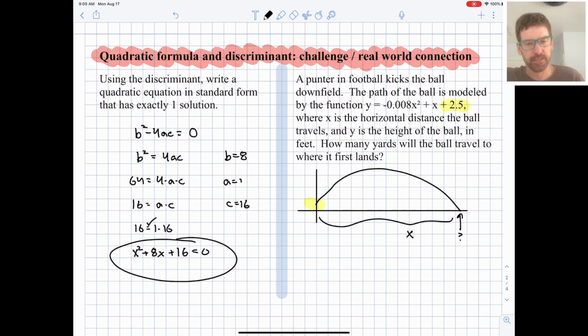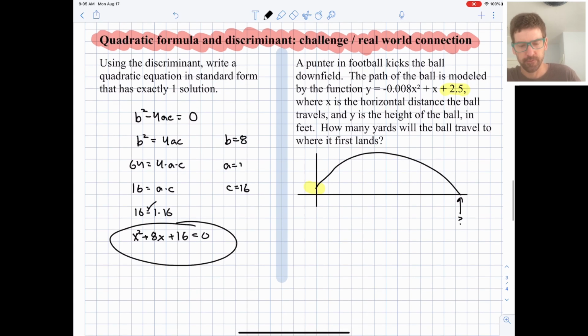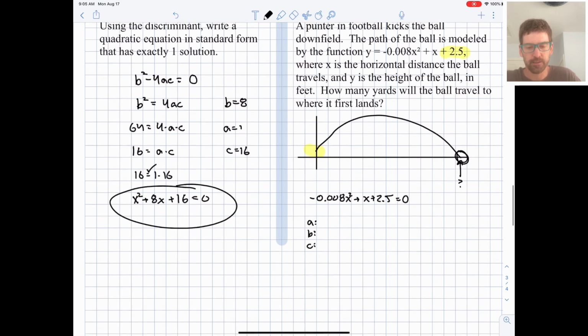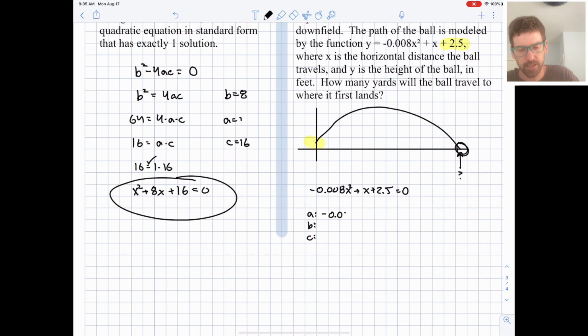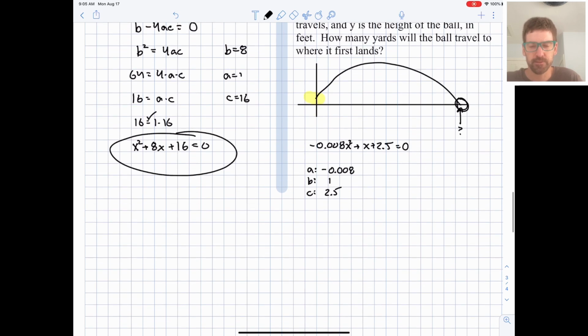So let's go ahead and set it up so we can write out the equation that we're working with: negative 0.008 x squared plus x plus 2.5 equals 0. It doesn't equal y anymore. It equals 0 because we're trying to find that spot where the ball hits the 0 height level. We can write out what our a, b, and c values are. A little bit of a challenge is going to be dealing with this tiny decimal for a, but we can do that.